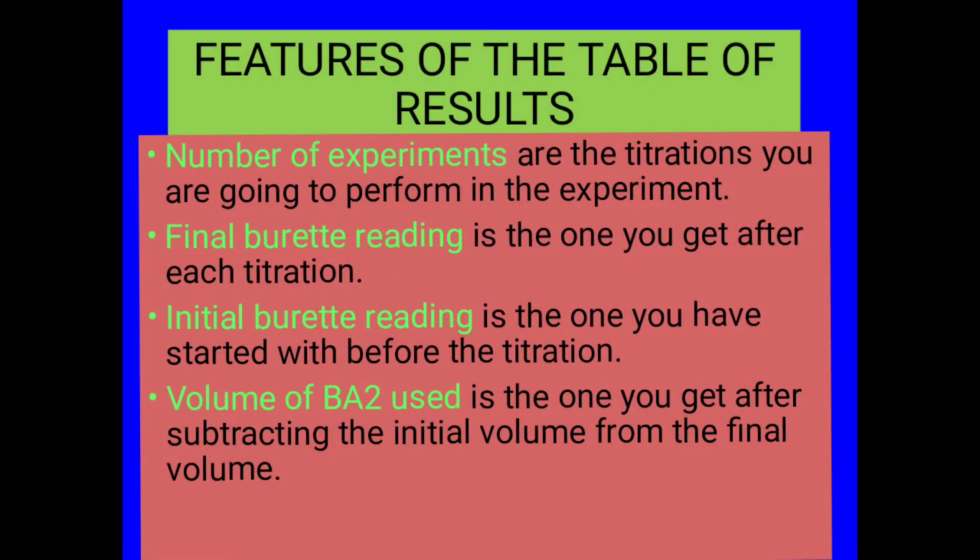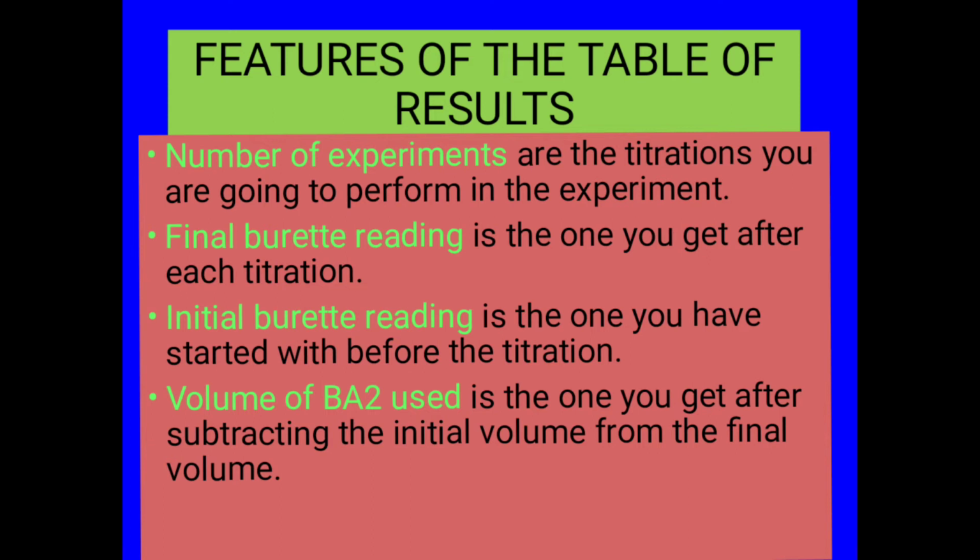Let us look at the table of results. This table is a table of results for the burette. It is for the burette readings. It has features. The first feature is showing us the number of experiments, and the number of experiments in this case means the number of titrations we are going to perform. If you are going to perform 4 titrations, then you have performed 4 experiments.